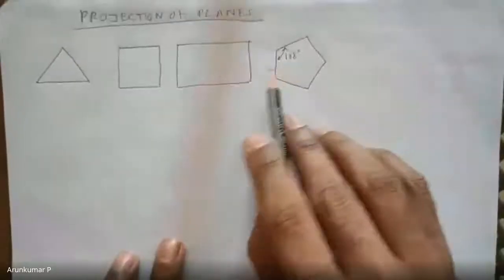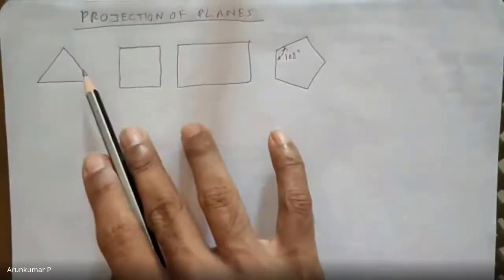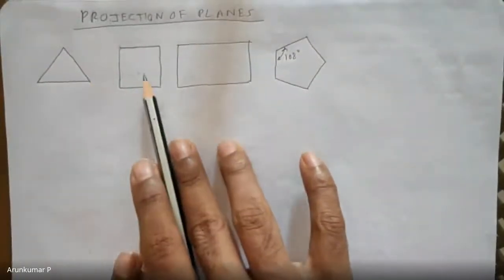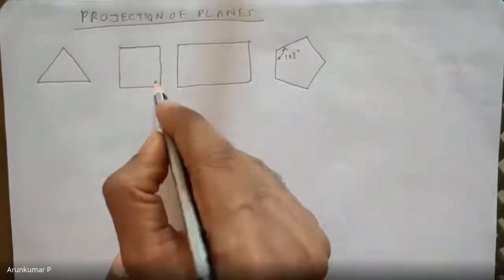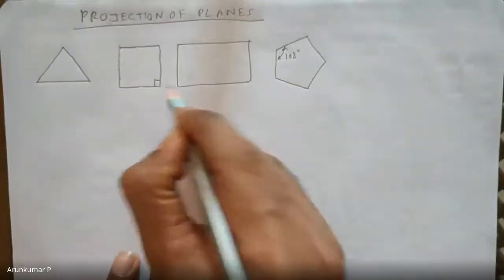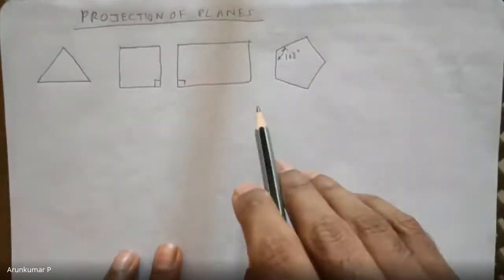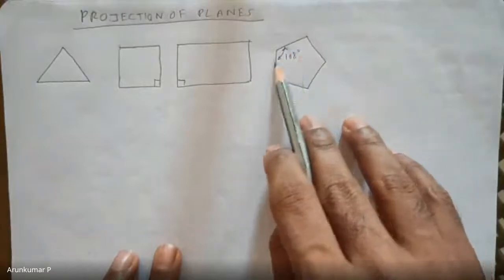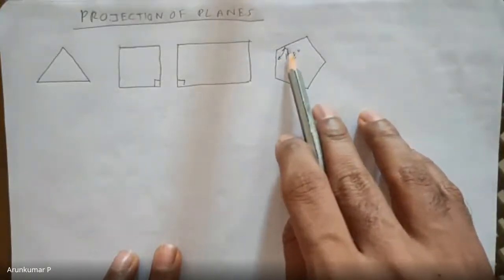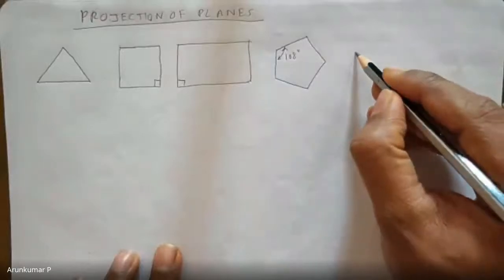So the different types of planes that you will be studying start from triangle, square, rectangle. In square and rectangle, the angle between the edges is 90 degrees. And in case of pentagon, the angle between two edges, the internal angle, is 108 degrees. You also have a hexagon.